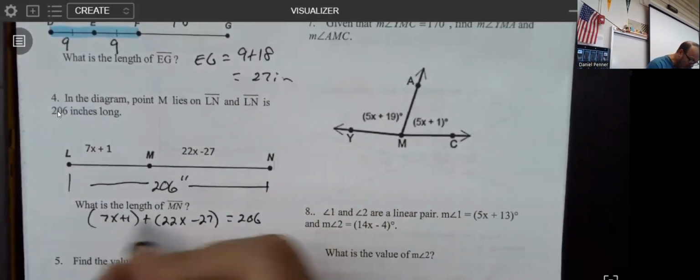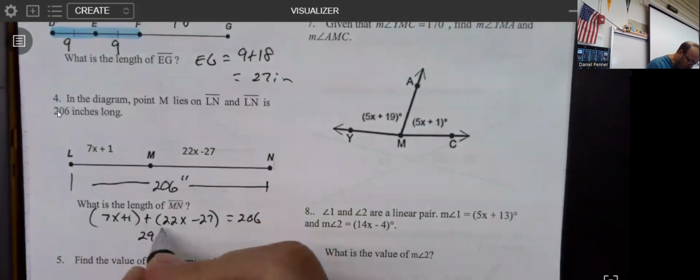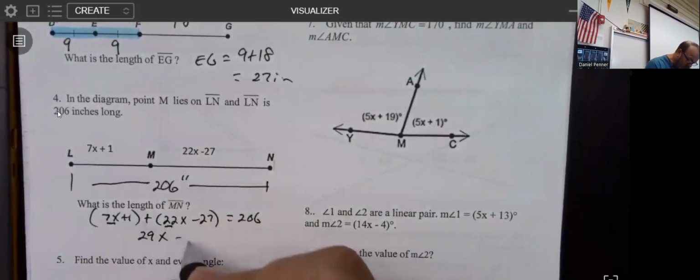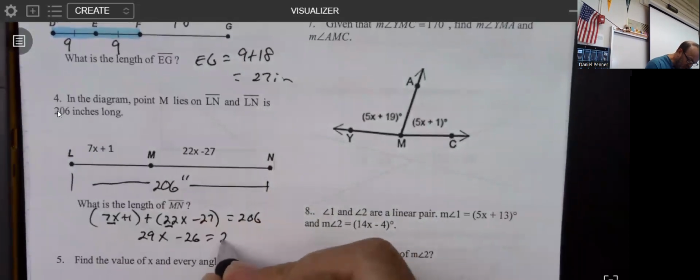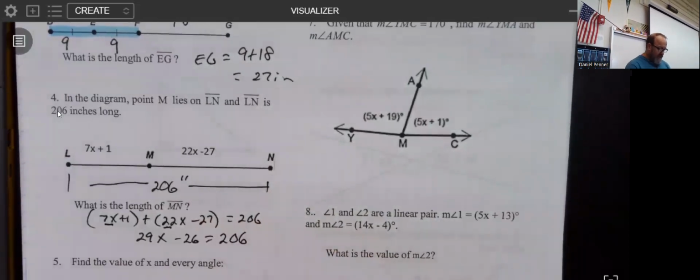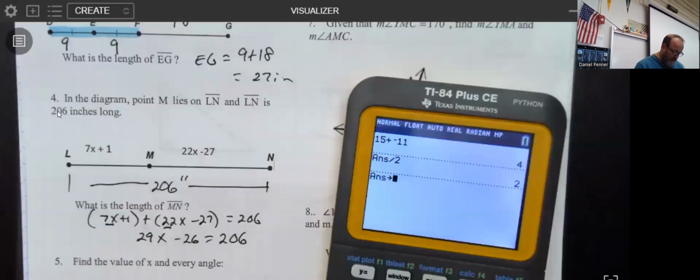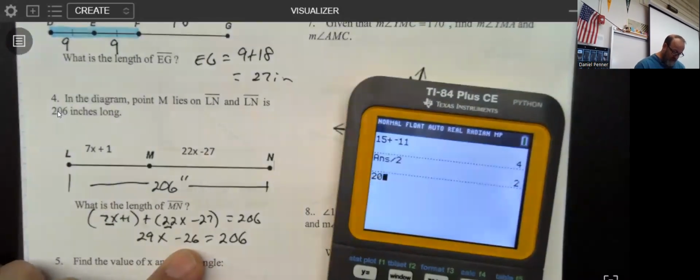So if we combine our like terms, I got 29 x's right here and here. 1 and negative 27 would combine to be negative 26. I think I need to add 26 to both sides. Now, I am not going to probably write that right here. I'm just going to go ahead and do it on my calculator. I'm going to add 26 to both sides.